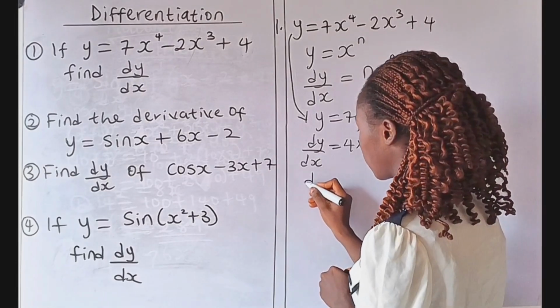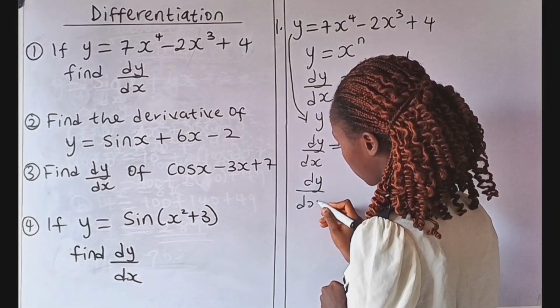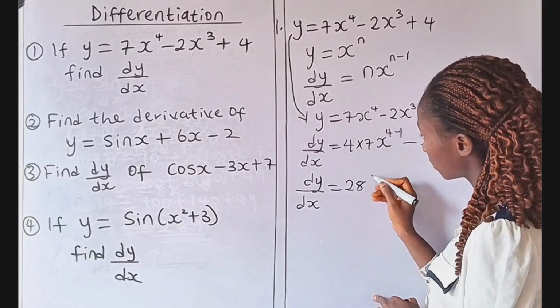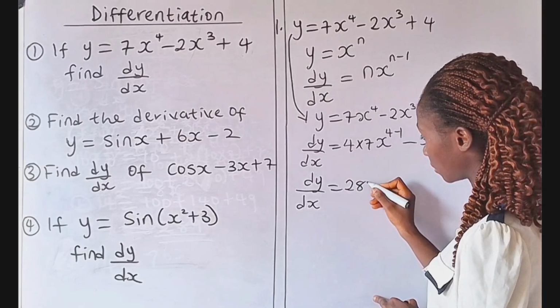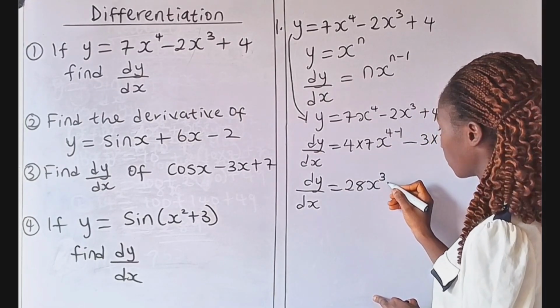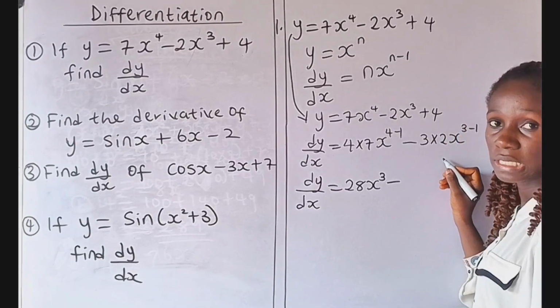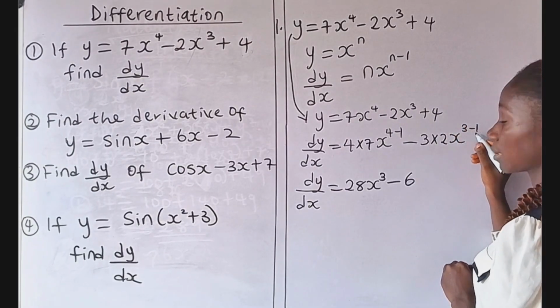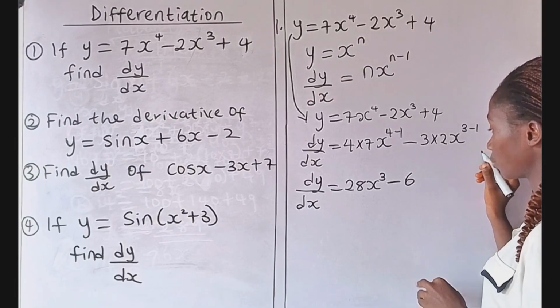So now the dy/dx of this means 4 times 7 is 28. So we write 28. 4 minus 1 is 3. x raised to the power 3 minus 3 times 2 is 6. So we write 6. x raised to the power 3 minus 1. 3 minus 1 is 2.